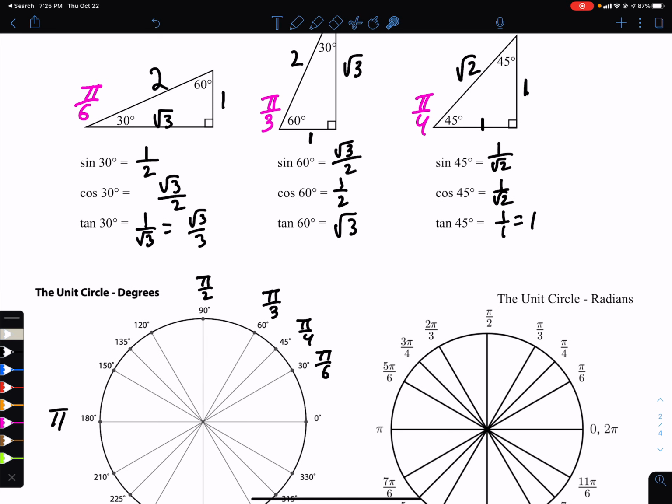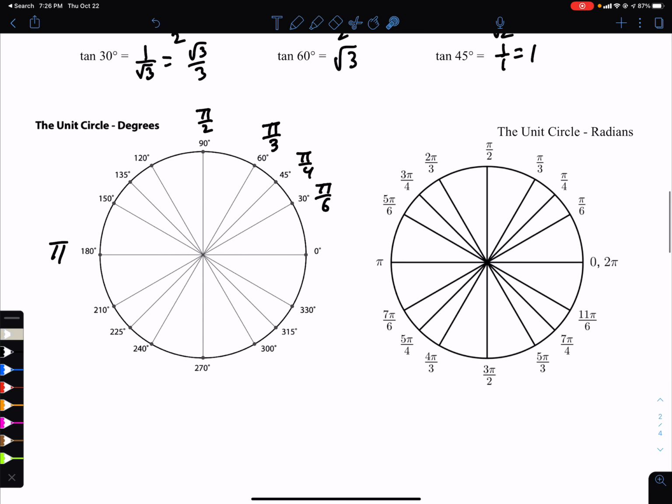Anytime you see, and we'll deal with this in a second, a radian measure reduced, if the denominator is 6, it's going to be a 30-degree triangle, and you'll learn this in a second. Anytime you see a denominator of 3, 180 divided by 3 is 60, you know it's a 60 degree. 180 divided by 4, that's 45. That's going to be a 45-degree triangle. So you can replace 30 with pi over 6, and 60 with pi over 3, and 45 with pi over 4. So you get the picture.